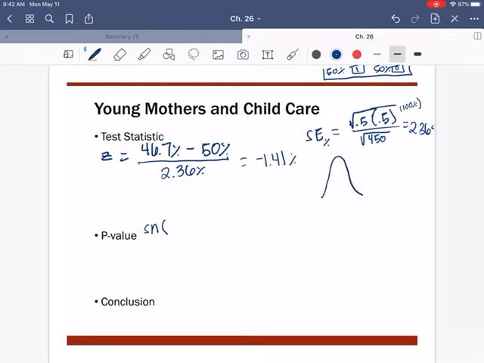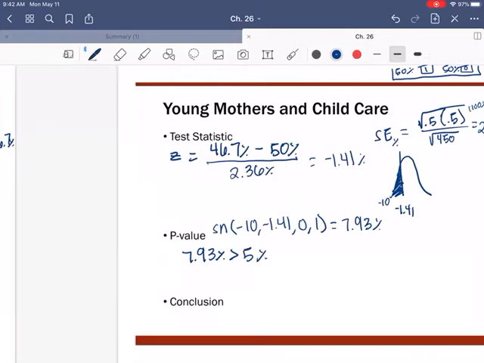So then our p-value is what we get when we do shade norm. Okay, and what we're looking at is a negative value. If it's below, you always do more extreme. So below means less than that. Above means greater than that. So shade norm, we're looking at negative 10 to negative 1.4101. And we can type that into our calculator. We get 7.93%. So then our p-value is 7.93%.